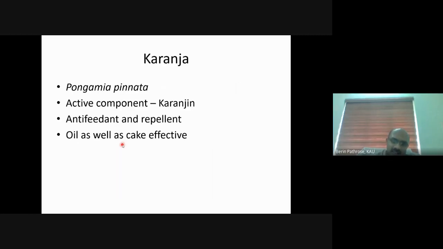Another one is karanj, that is from Pongamia pinnata. This karanj oil, Pongamia oil. The active component is karanjin. The Pongamia oil is widely used in Tamil Nadu. It is an antifeedant as well as a repellent. Its oil as well as oil cake has pesticidal property. Usually we use Pongamia oil, but Pongamia oil cake also has pesticide, antifeedant and repellent property. The main component is karanjin.